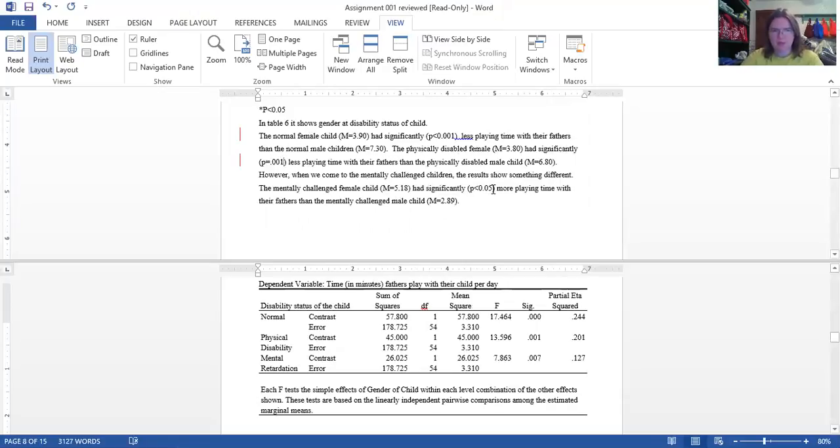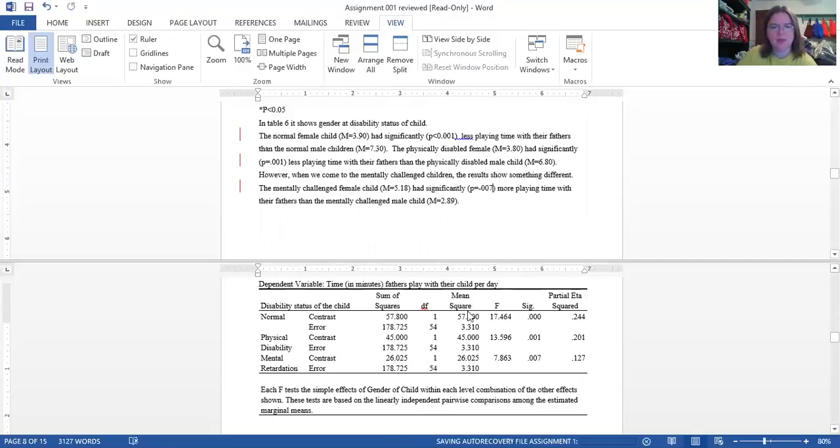And for the mentally challenged, it's equal to 0.007. I just like the real values if you have them. If you don't have them, it's all right, but because we have them, let's stick them in.